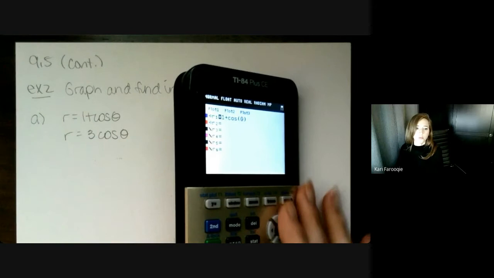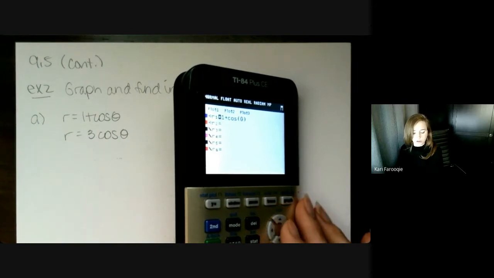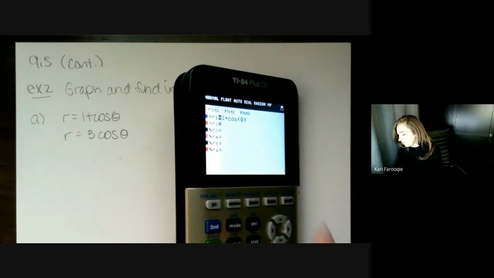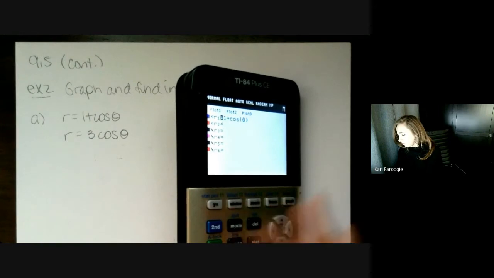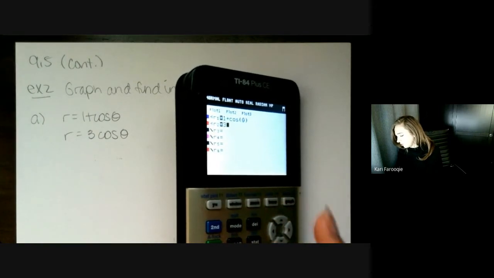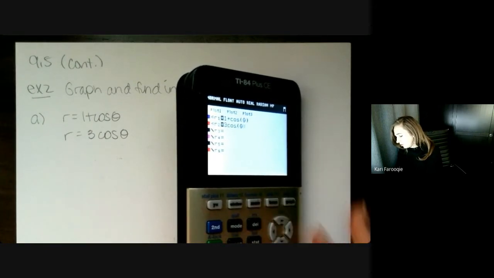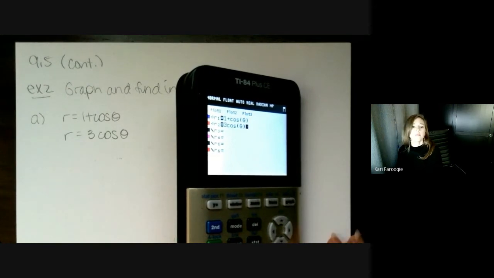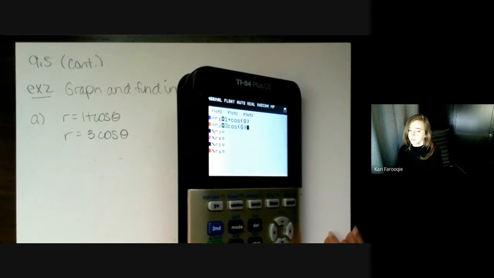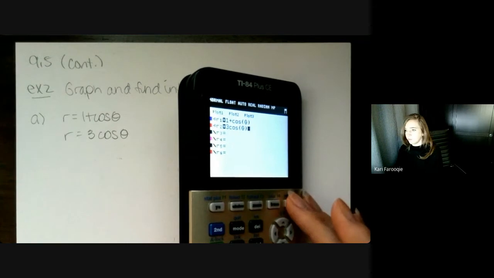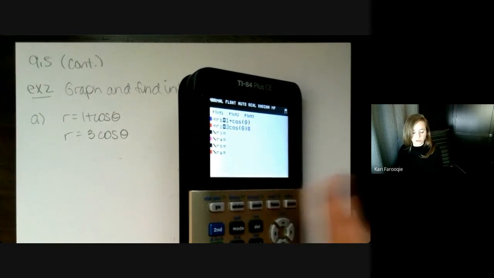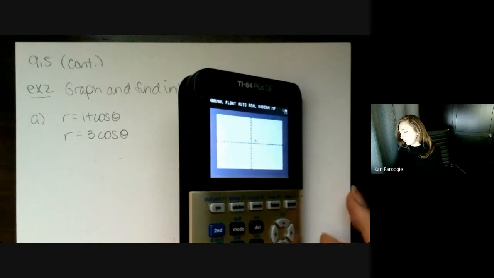All right, so 1 plus cosine theta, and the other one is 3 cosine theta. And then we'll graph them just so that we have the graph up there. Like I said, we're going to find the intersection points manually, but I just want to make sure that we have the graph there to look at.